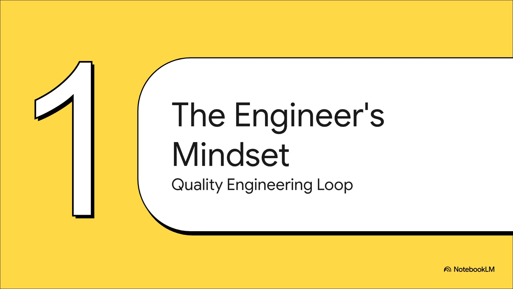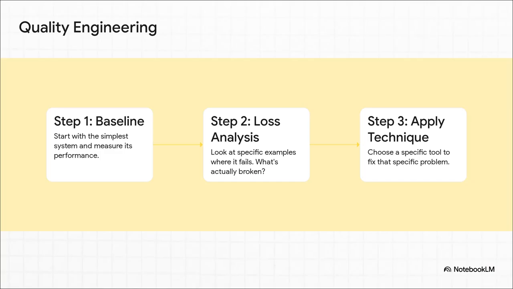Right, so before we touch a single line of code, before we even talk about a single algorithm, we have to get our process right. We have to adopt a system for improving things. This is what engineers at Google call the quality engineering loop. And honestly, it's the foundation for everything else we're going to talk about. This loop right here, this is where you're going to live.